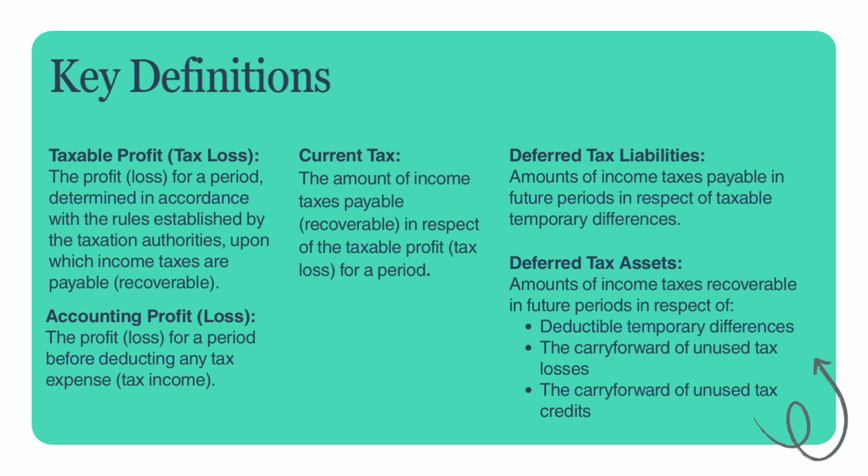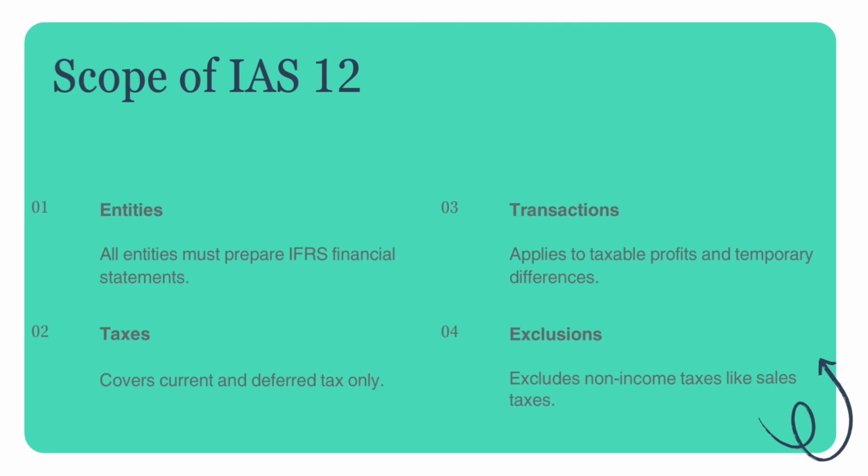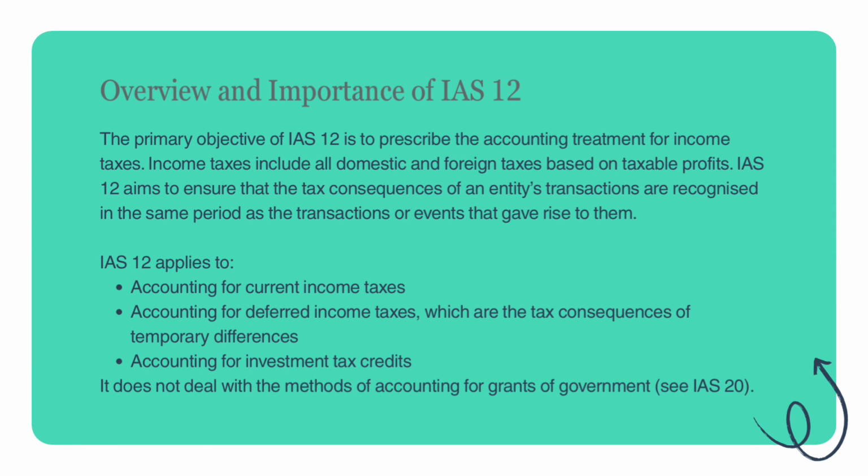Why do we need deferred tax? Because in almost every jurisdiction, the rules for preparing financial statements, accounting profit, differ from the rules for calculating tax, taxable profit. These differences create what IAS 12 calls temporary differences. A temporary difference arises when the carrying amount, the book value, of an asset or liability is different from its tax base, the value assigned to that asset or liability for tax purposes.